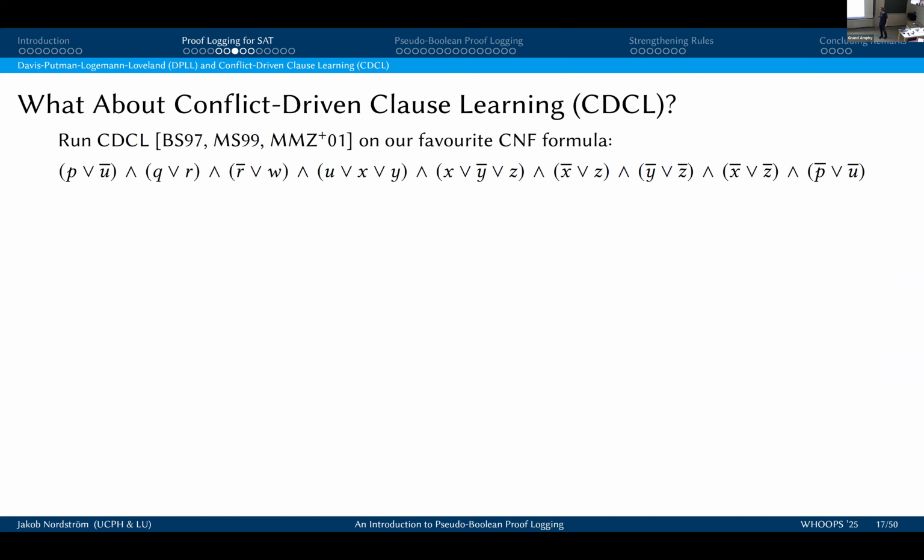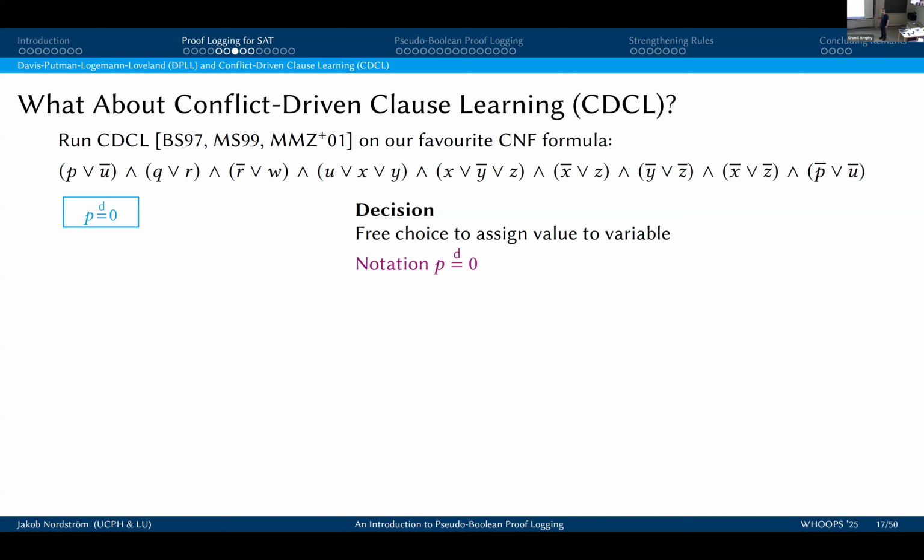Nowadays, SAT solvers do conflict-driven clause learning. So let's see how that works. Here is our favorite formula again. Here's a crash course of SAT solving. Just as for DPLL, the solvers pick variables to branch on. Let's suppose we do variables in alphabetic order. So we pick P first, and we decide, this is what the D means, to set it to false.